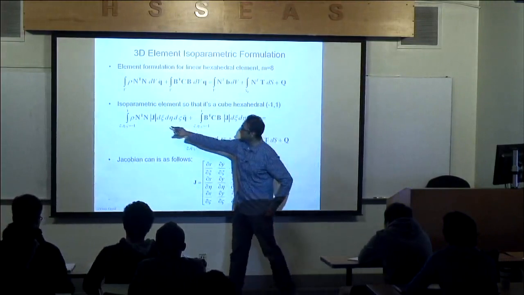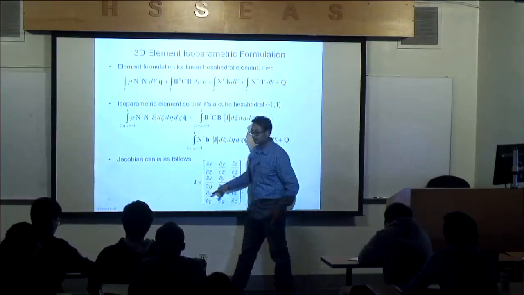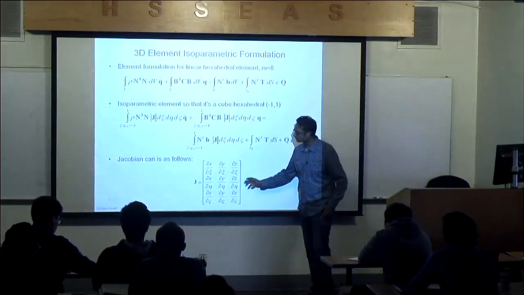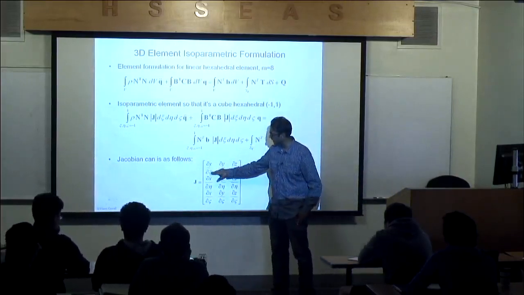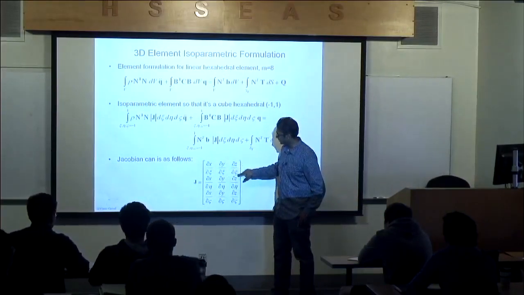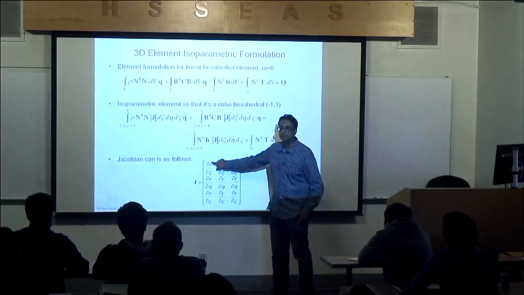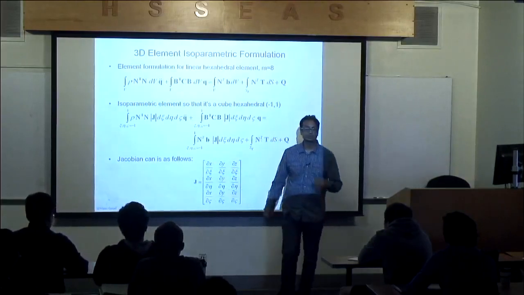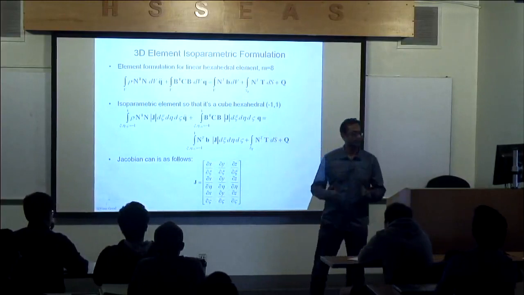So if I need to calculate this determinant, I have to find J bold, which is a 3 by 3 matrix now. And then you have derivative of x with respect to xi, derivative of y with respect to xi, derivative of z with respect to xi. So now I have to parameterize what x, y, and z are in xi, eta, and zeta coordinates. You agree? I have to do that next.